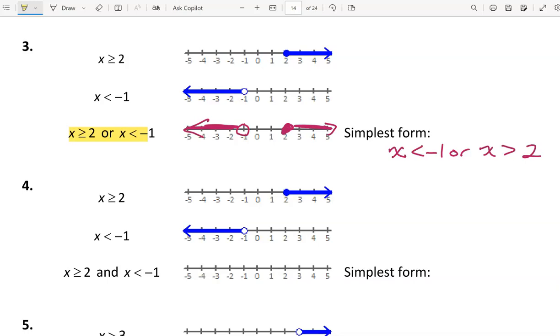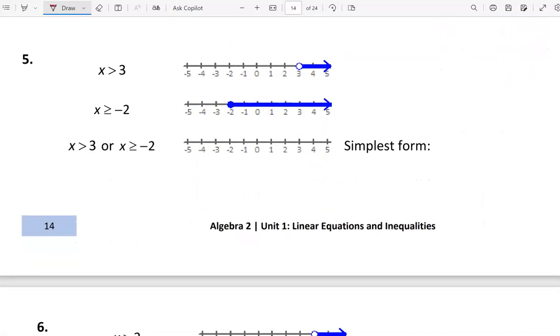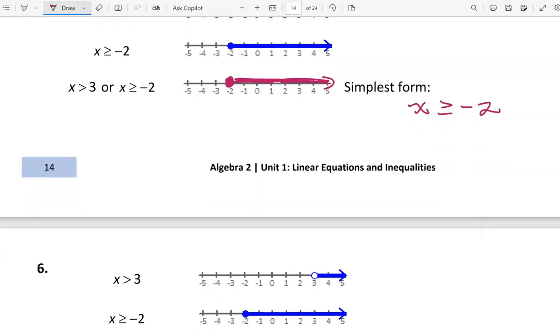All right, now try number 4 and pause the video while you do this. When we're joining with the word and, we want the intersection. These two graphs have no common areas or no intersection, so this compound inequality has no solution. Now try number 5, and again pause the video while you do this. Since we are connecting these two inequalities with the word or, we are taking the union of the two sets, and the simplest form of the resulting graph is x is greater than or equal to -2.